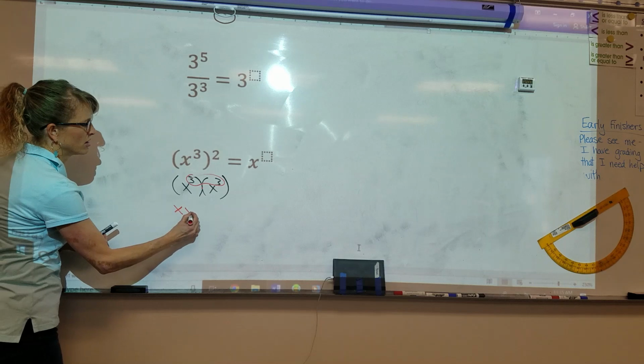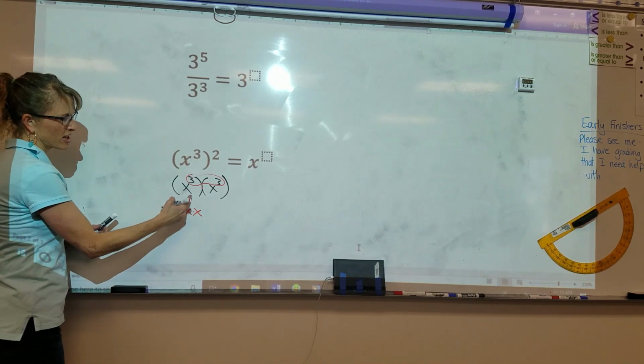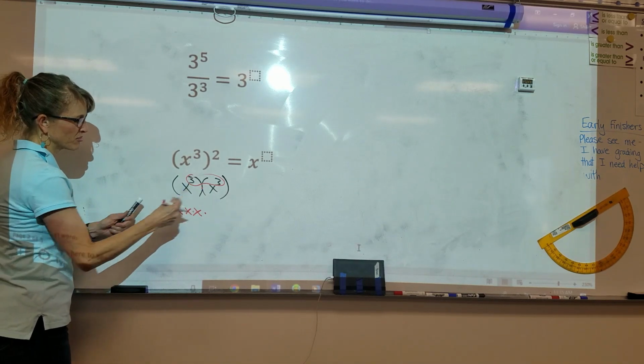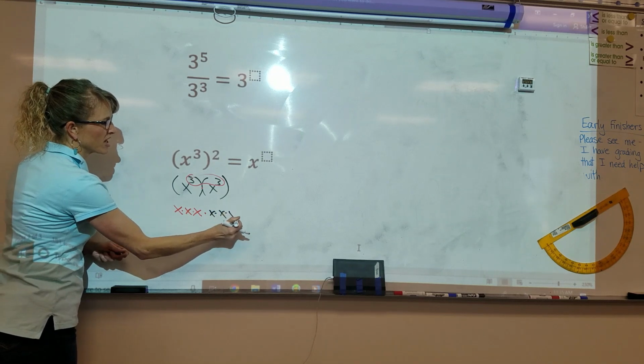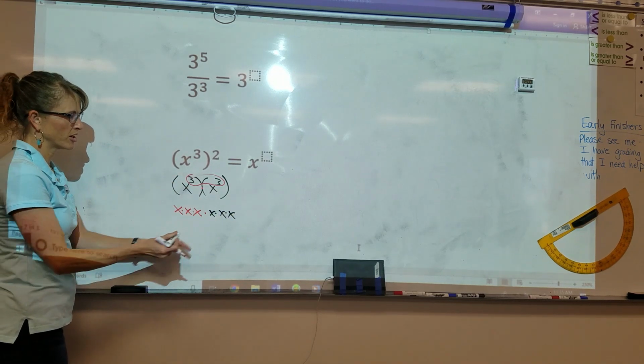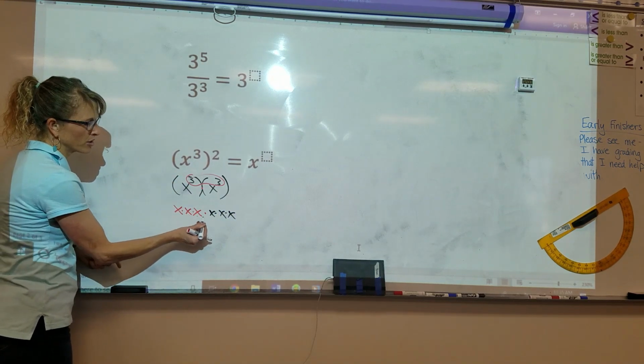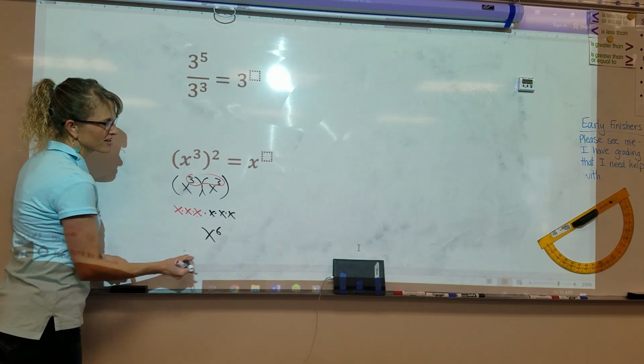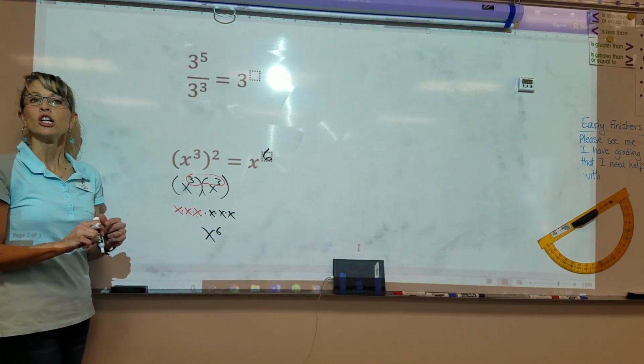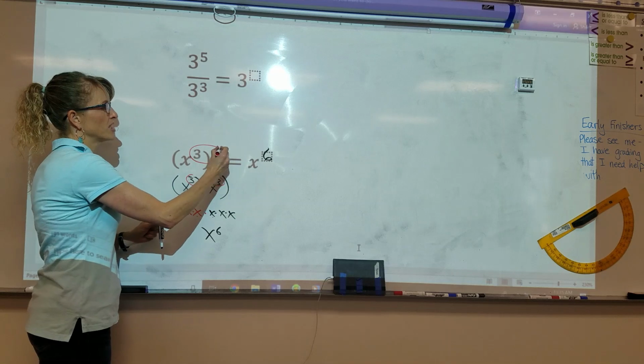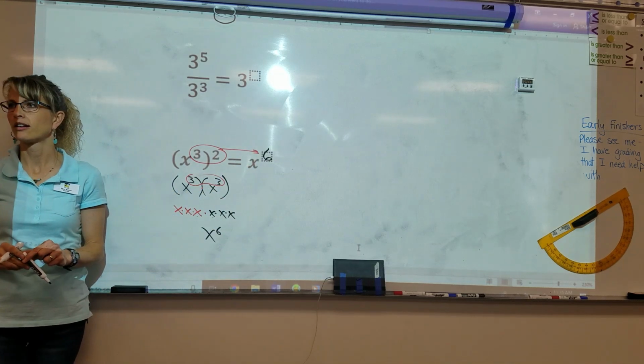Let's figure it out. This means x times x times x times. This means x times x times x, right? 3 of them here, 3 of them here. How many total do I have? 1, 2, 3, 4, 5, 6. I have x to the 6th. Okay? Look at this relationship. What do you see here and here?